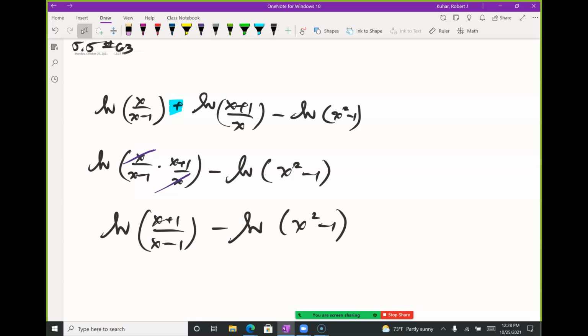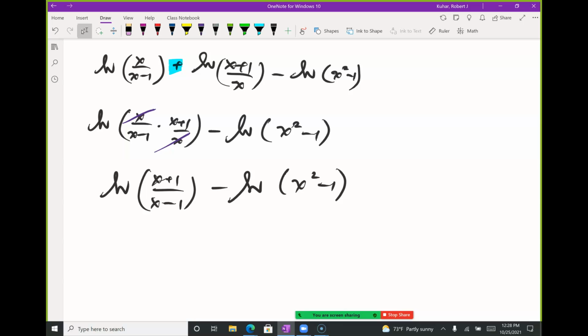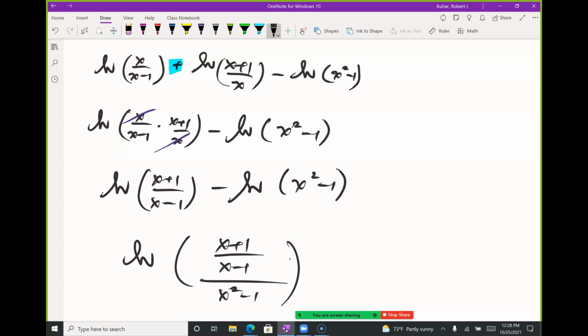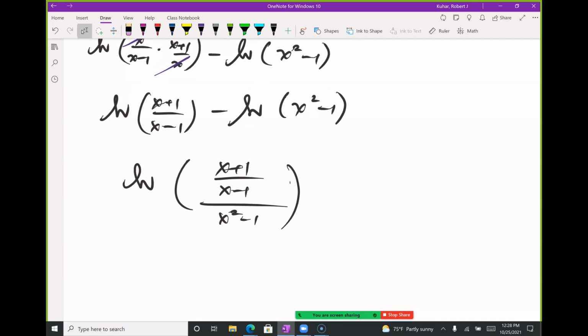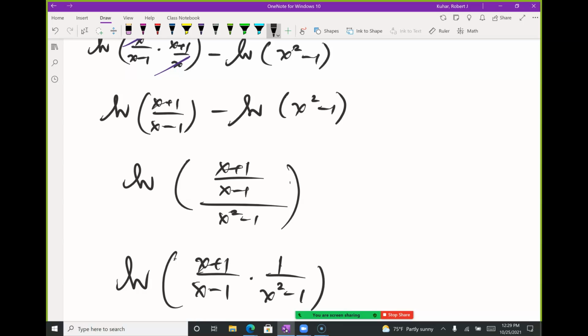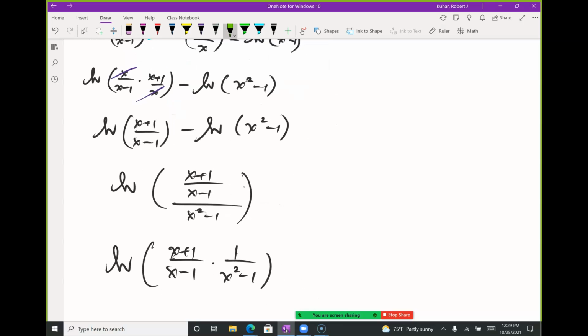Now when I'm subtracting 2 logs with the same base, and these are log base e, I can combine them into a single log by dividing, right? X plus 1 over x minus 1, all divided by x squared minus 1. And of course I've got a keep, change, flip problem there, right? Keep the first fraction, change my divide to times, and flip the second fraction. So we're talking about the ln of x plus 1 over x minus 1 times 1 over x squared minus 1. That last one is really something over 1, and I'm flipping that second fraction.